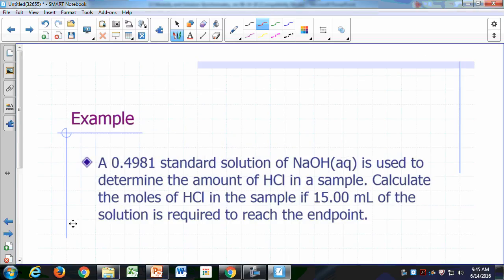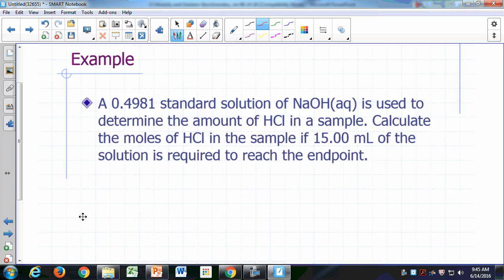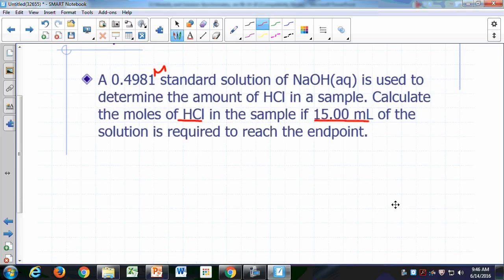So let's look at an example here of data you might get from a titration of an acid by sodium hydroxide. Suppose you have a 0.4981 molar standard solution of sodium hydroxide, and you use it to determine the amount of HCl in a sample. How many moles of HCl are in your sample if 15 mL of that solution, your standard solution, is required to reach the endpoint? Now, to be able to solve this problem, you have to know the reaction.